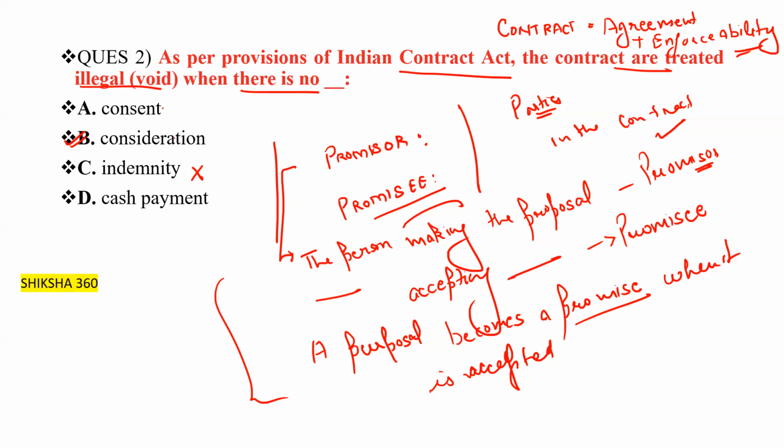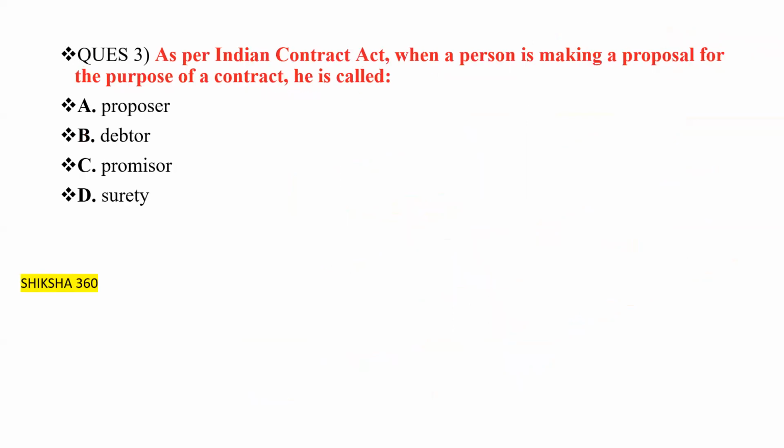Now move to the next question, question number 3. As per the Indian Contract Act, a very easy question as we have already discussed: when a person is making a proposal for the purpose of a contract, he is called a proposer, debtor, promisor or surety.